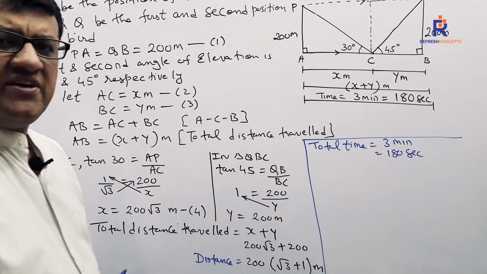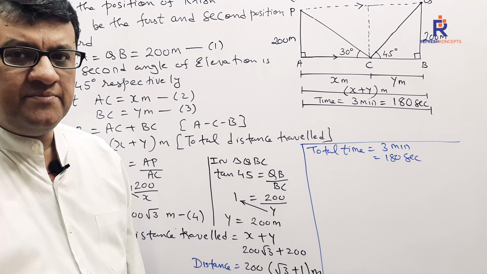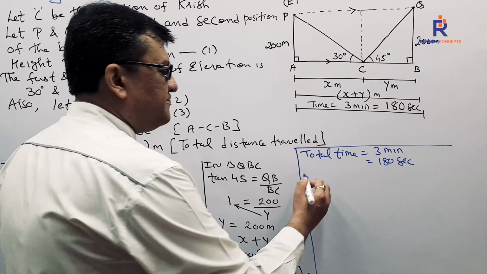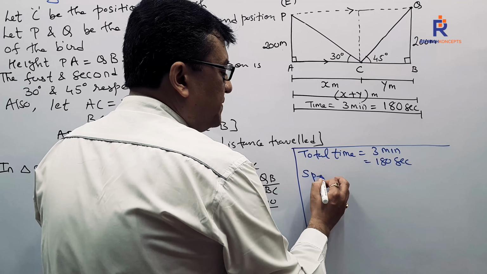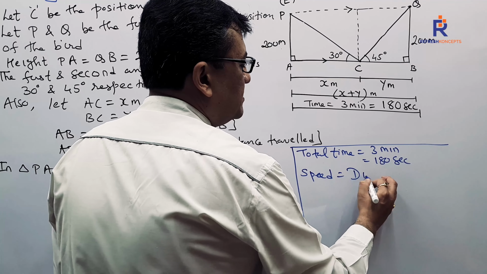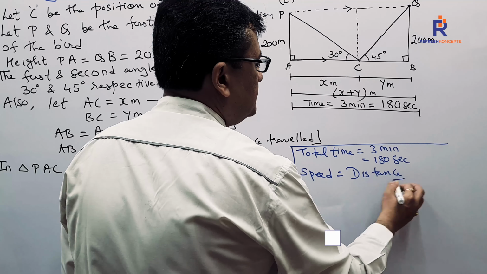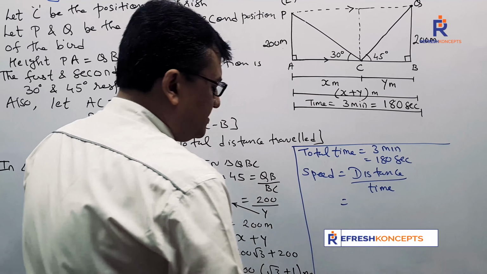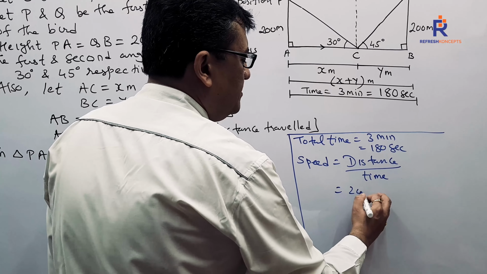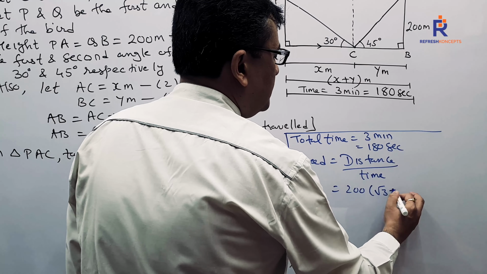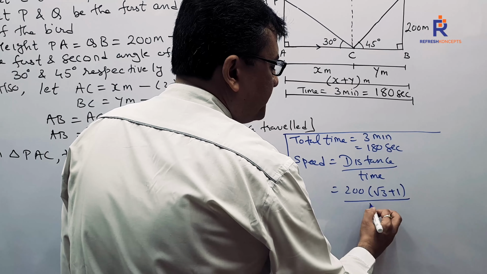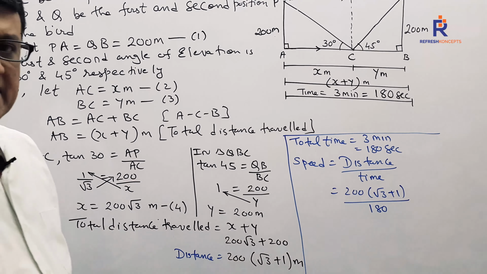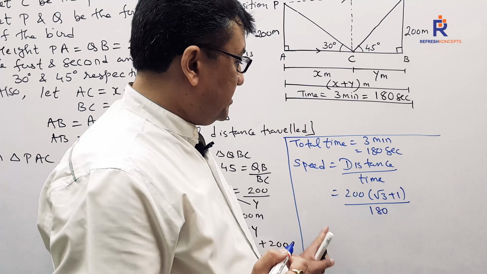Children, are we aware of a formula? Distance is speed into time. So what is speed? Distance upon time. Speed is equal to distance upon time. We are talking about total distance. Total distance is what we got as 200 into root 3 plus 1. Total time is 180.